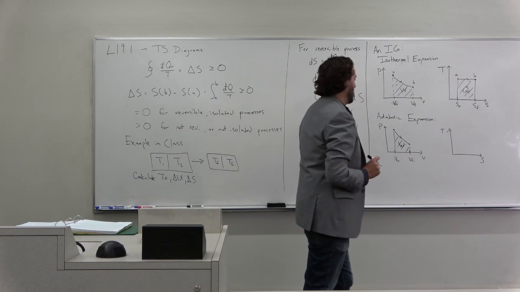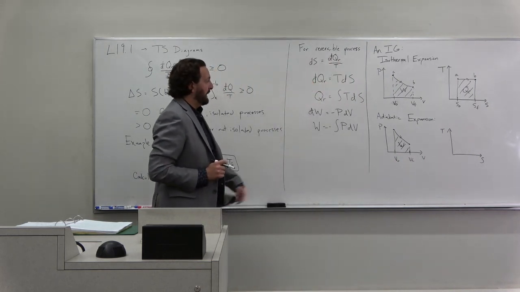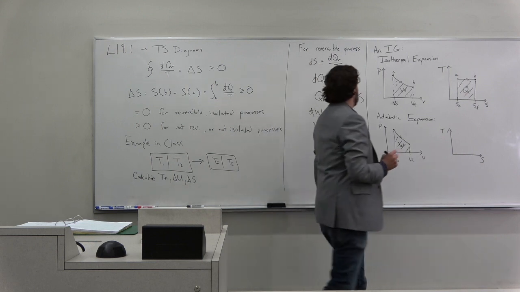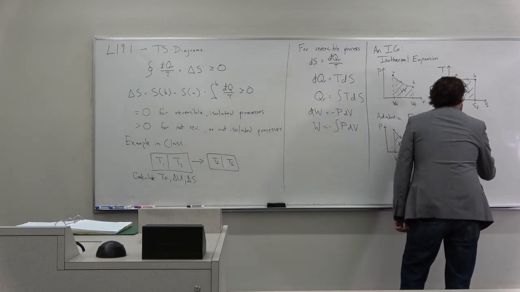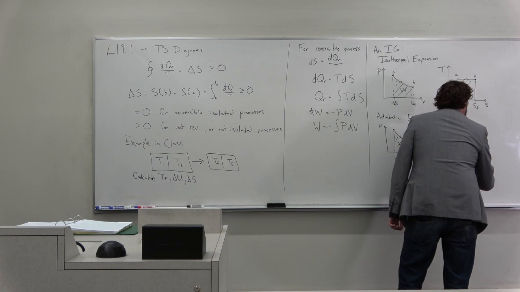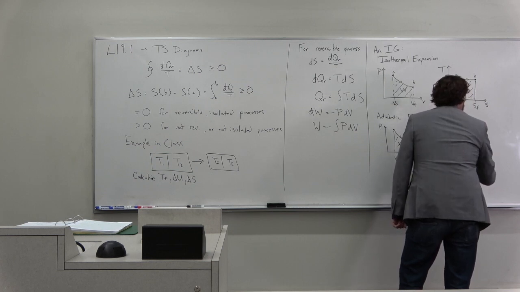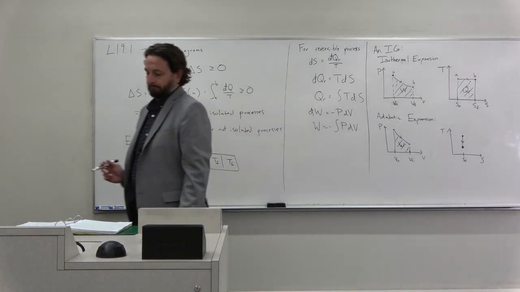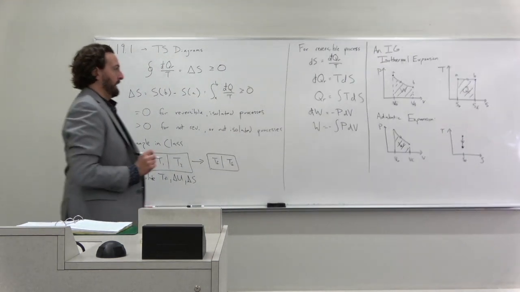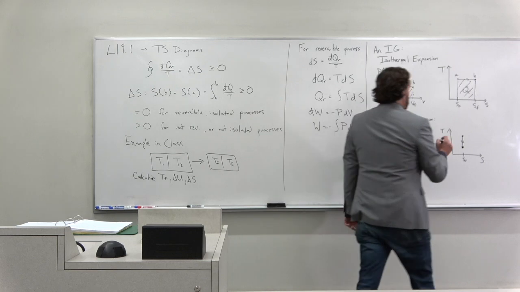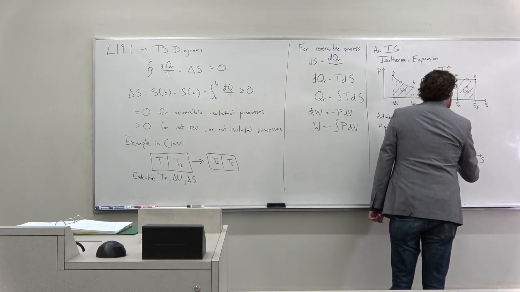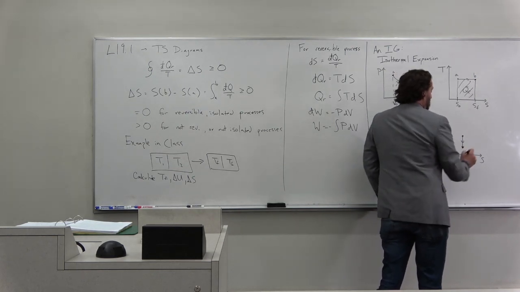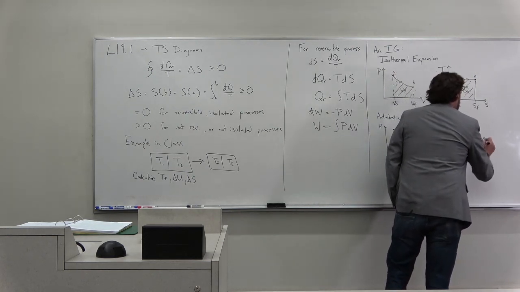So what happens in an adiabatic expansion? Well, dQ is 0, right? So dS is 0. And so under adiabatic expansion, we're going to stay at the same entropy. Let me go from T, let's call it T0 to TF. There's no heat evolved, so Q is 0.